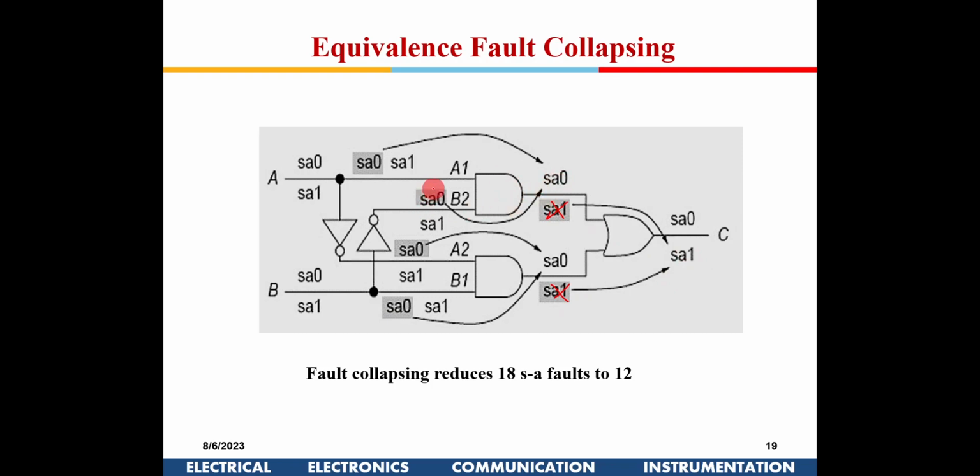This is an AND gate. So this stuck at 0 and this stuck at 0 have been removed here, because this stuck at 0 will take care of that. Here also there is a stuck at 0, so I'll remove this and I will remove this. Right? So that is how, from 18 faults I have come down to 12 faults. This is how I can reduce the number of faults by running this equivalent fault collapsing.